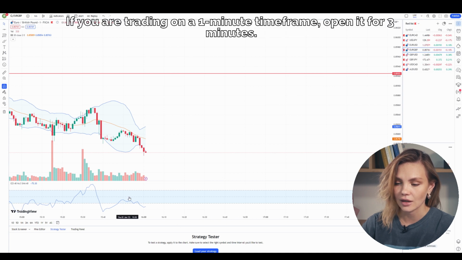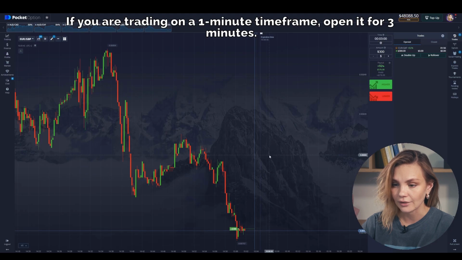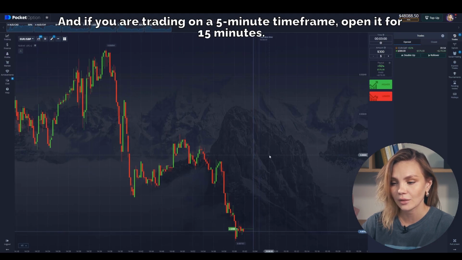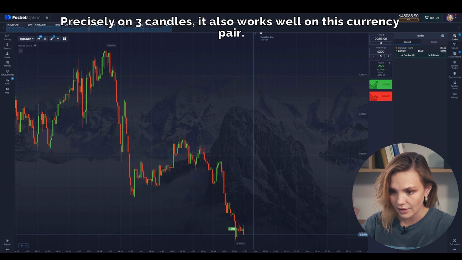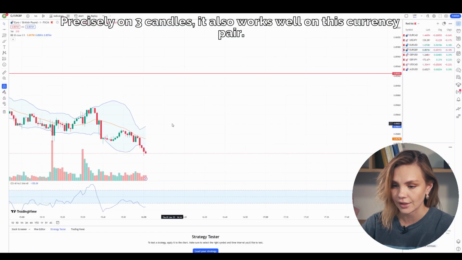If you're trading on a 1-minute time frame, open it for 3 minutes. And if you're trading on a 5-minute time frame, open it for 15 minutes. In general, 3 candles ahead because this strategy works well. Precisely on 3 candles, it also works well on this currency pair.